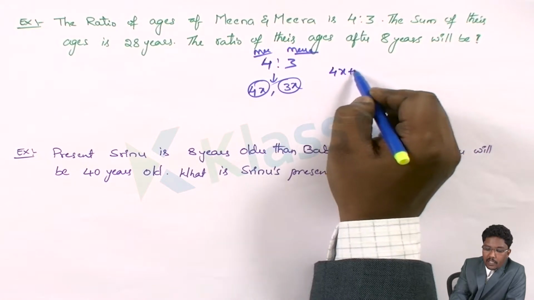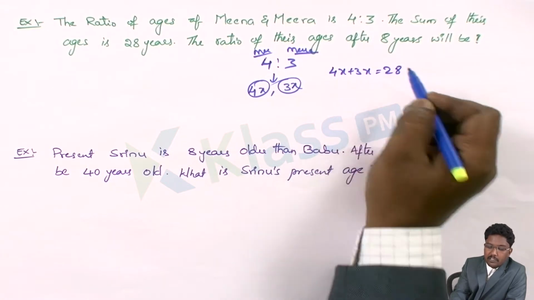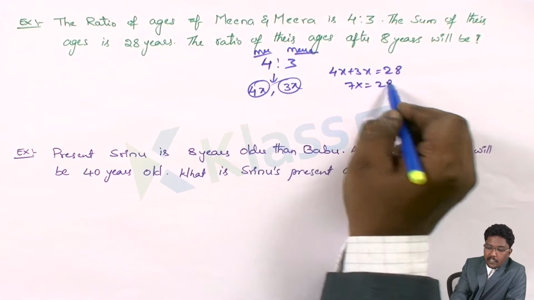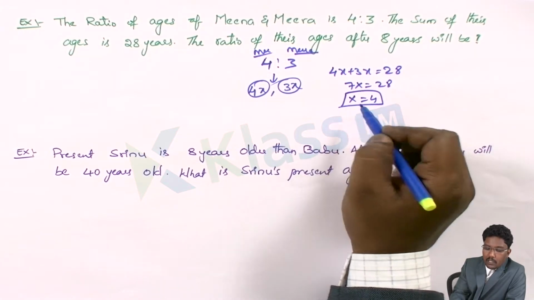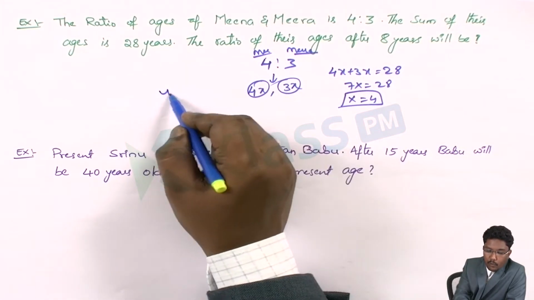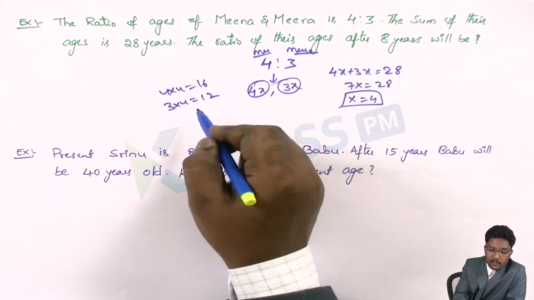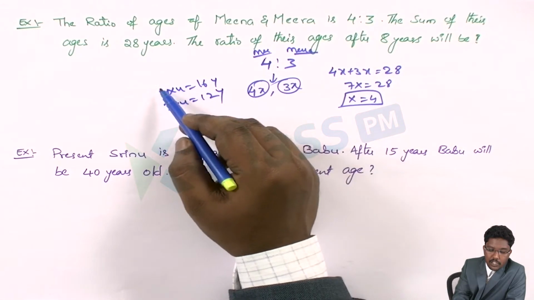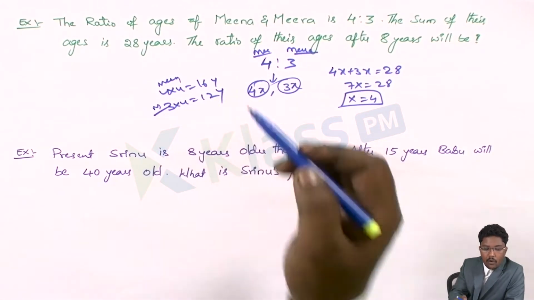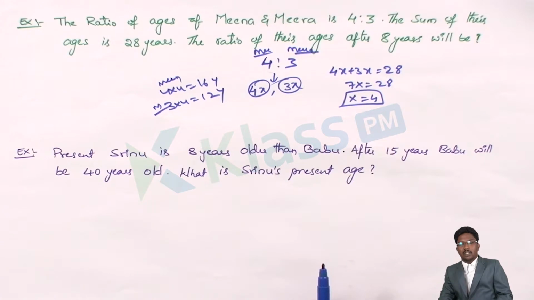So the sum of their ages equals 28 years. So 7x equals 28, x equals 4. Then find Meena's age: 4 into 4, 16. Meera's age, 3 into 4, 12. 12 years, 16 years, Meena and Meera. Okay, this is the basic question in ages.